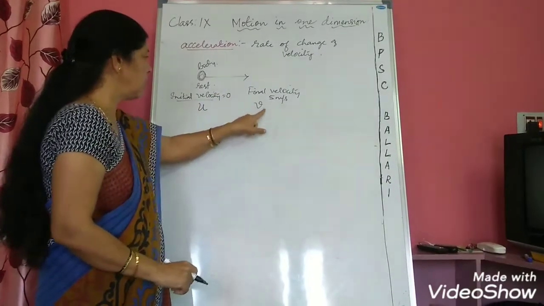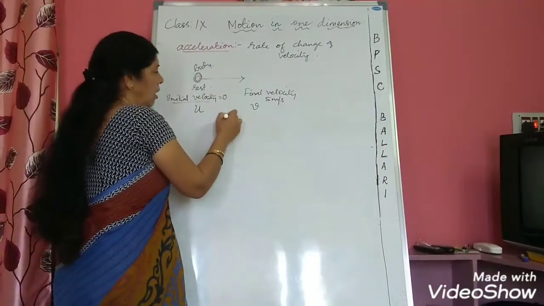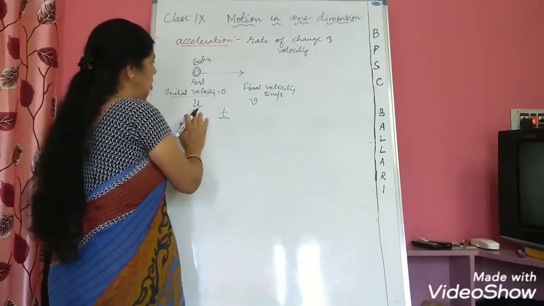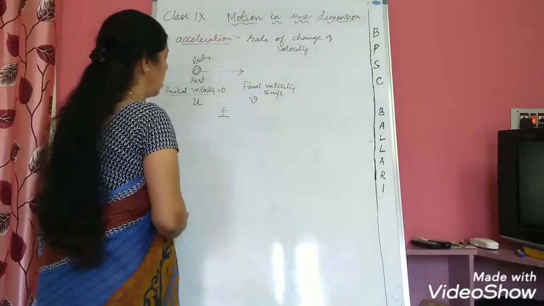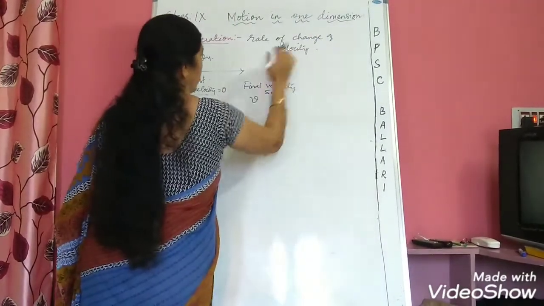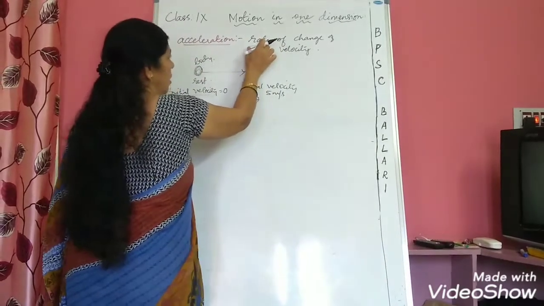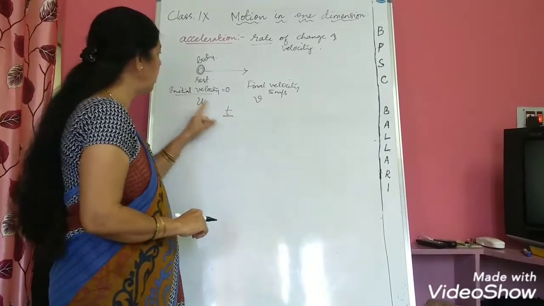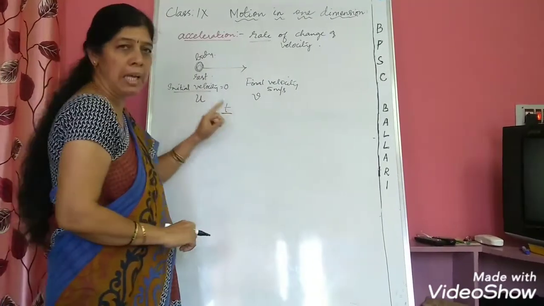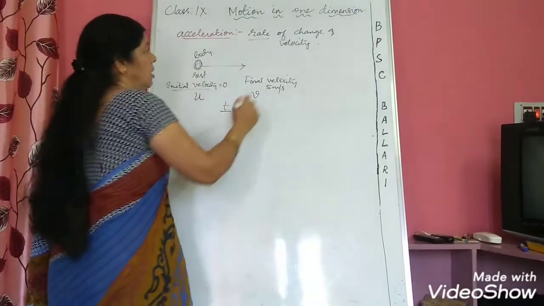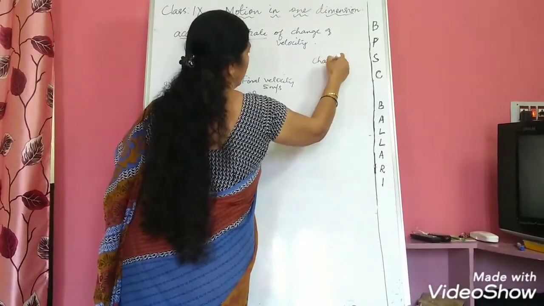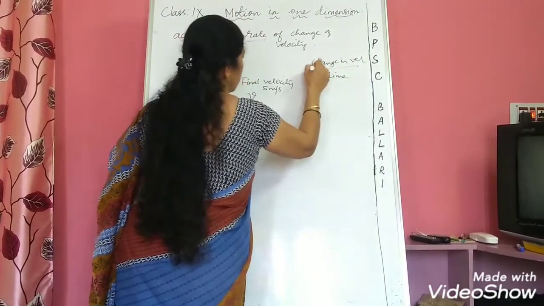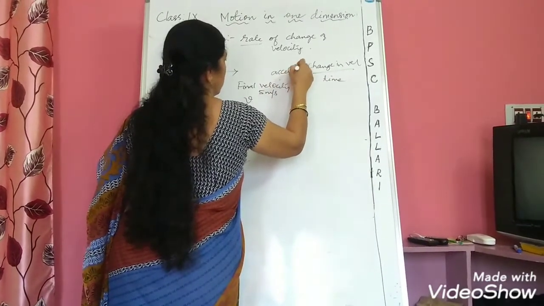And whenever there is change in velocity, time will be running out. In a given time, the velocity changes from u to v. What is u? u is initial velocity and v is final velocity. Now, this rate of change of velocity. Rate means with respect to time. So, change of velocity by time taken. You should remember that whenever there is change in velocity, there will be time running out. So, change in velocity by time taken is called acceleration.